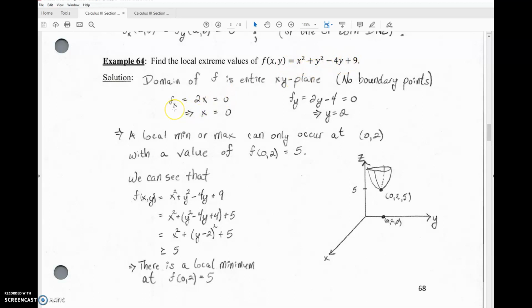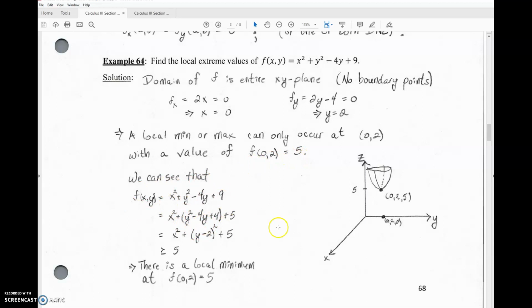If I look at the first partial of f with respect to x, then I get 2x, set that equal to 0. That means x equals 0. Partial of f with respect to y is 2y minus 4, set that equal to 0. I get y equals 2. So that tells us that a local minimum or max can only occur at (0, 2), with a value of f of (0, 2), which is 5.